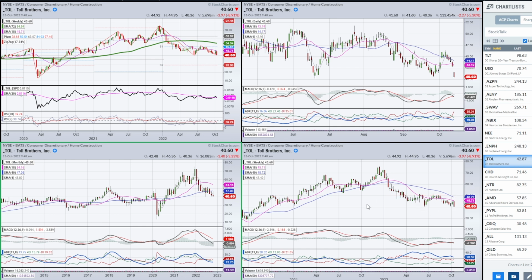Until we get through that 50 level right now, I just don't see this being anything all that exciting as long as we're staying in this range. Now, if we come into the lower end of the range, if we work our way all the way down, I guess I should tell you that 40 is pretty important. If we don't hold 40, then we probably are headed towards 30.